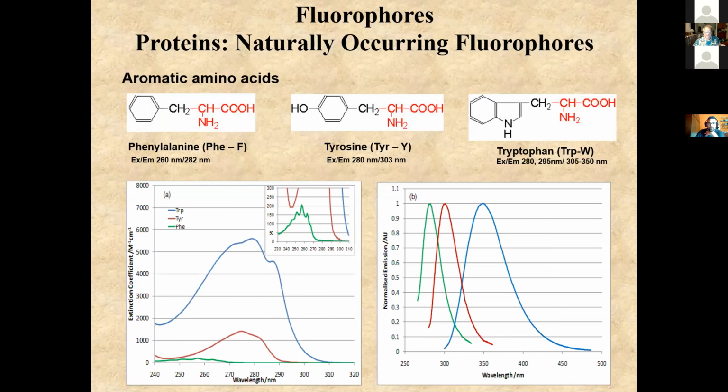As we see from the lower left, the absorption of tryptophan is much stronger than tyrosine and phenylalanine. And on the right, we see the emission of tryptophan is well separated from tyrosine and phenylalanine. And that's why, and the fact that there are usually fewer tryptophans than tyrosines and phenylalanines, people like to use tryptophan to study proteins, and especially they like to have single tryptophan proteins.